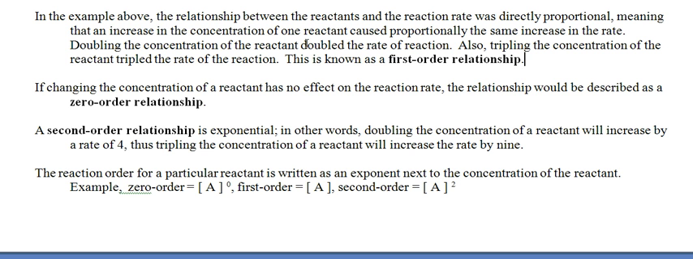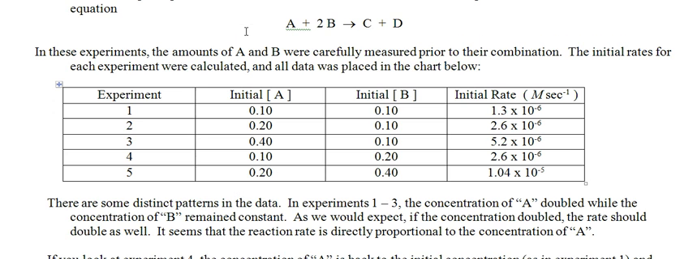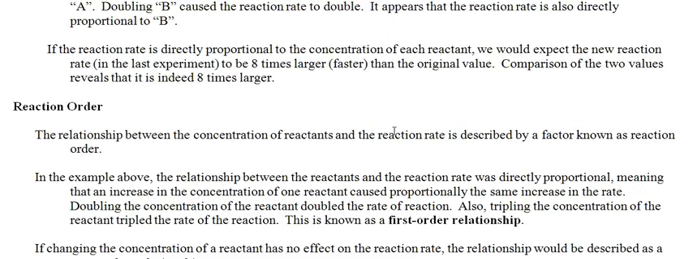So when we are looking at doing these labs or looking at this data here, we're going to find out what each of these reactants do and how they behave. Some are first order, some are zero order, some are second order. It can only be one of those 3. Now, I can have A be a first order reactant and B be a second order reactant, and that's fine, just as long as they have an order.